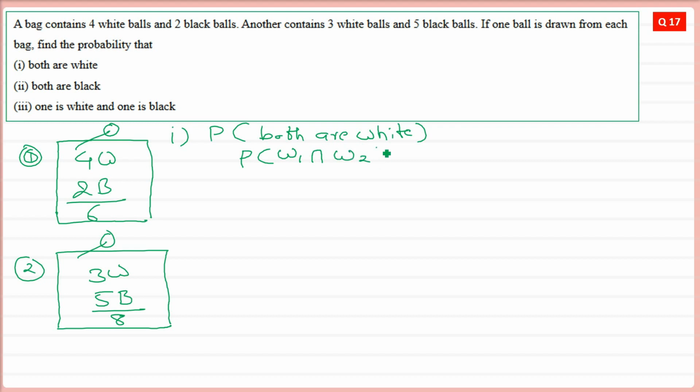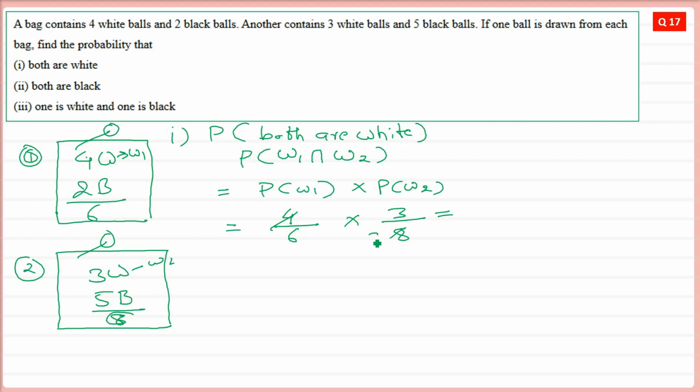The probability of W1 intersection W2 is equal to P(W1) multiplied by P(W2) because they are separate, independent events. Now what is the probability of getting white? The totals are 6 and 8 respectively. First bag 6 total, second bag 8 total. That will come in the denominator. You already know that. So favorable cases, how many whites are there? 4 in the first bag, 3 whites in the second bag. So this will be 4 by 6, 3 by 8. This is going to be 1 by 4.